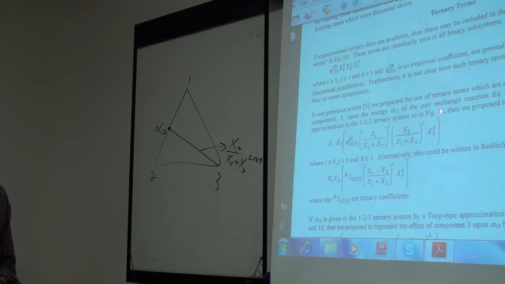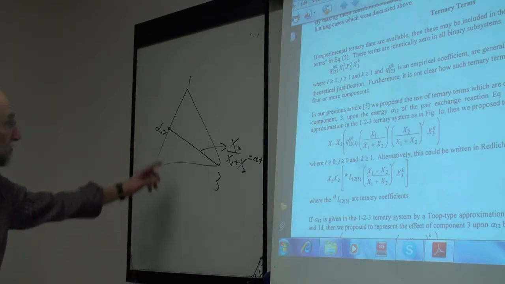If k is greater than 0, this ternary term is 0 in the 1,2 binary, as it must be, and becomes bigger as you go along here. Or if you use a Redlich-Kister, then it's the same thing. That's the binary Redlich-Kister term, and you add on the term here. That's the notation we use. This is exactly the same thing as this. It's just that if it's a Redlich-Kister, you use that.